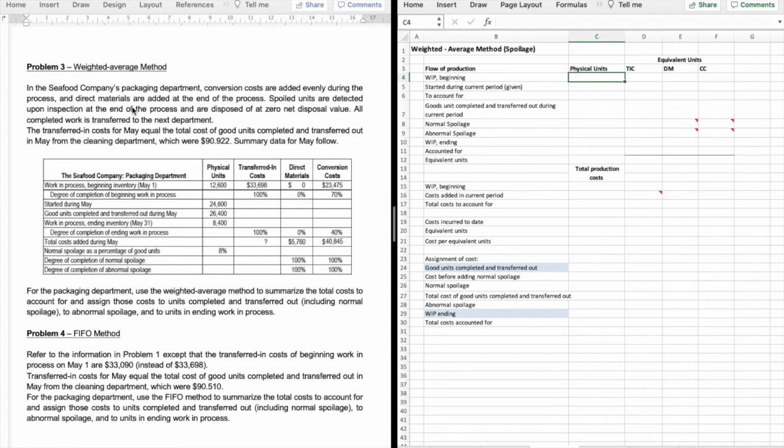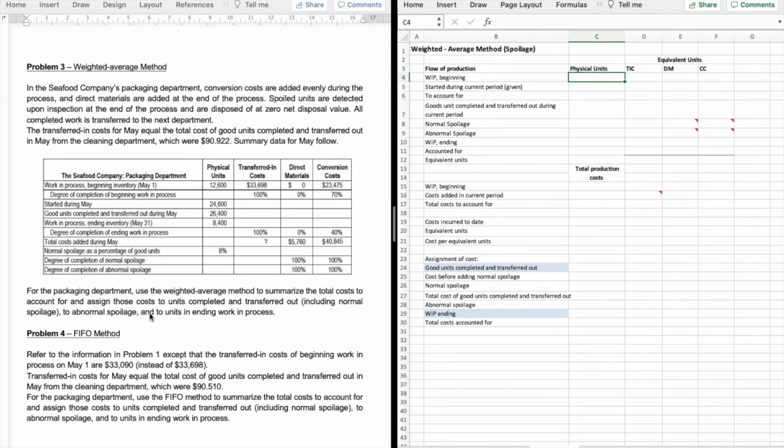Spoiled units are detected upon inspection at the end of the process and are disposed of at zero net disposal value. All completed work is transferred to the next department. The transferred in costs for May equal the total cost of good units completed and transferred out in May from the cleaning department, which were 90.9, and the summary data for May is as follows.